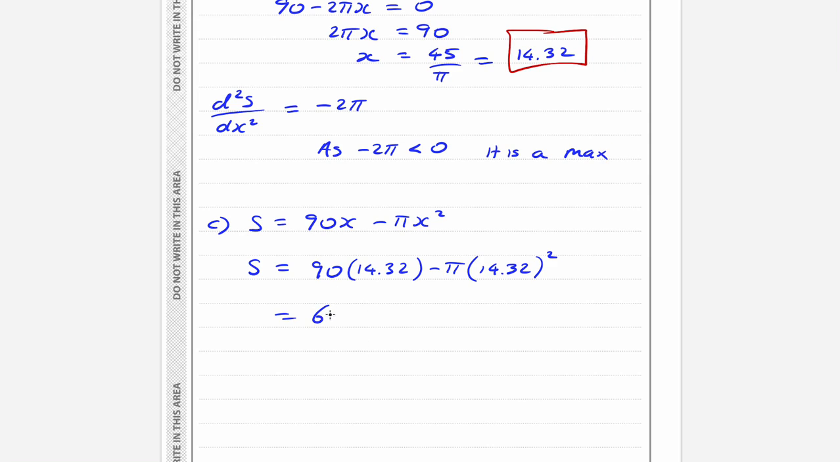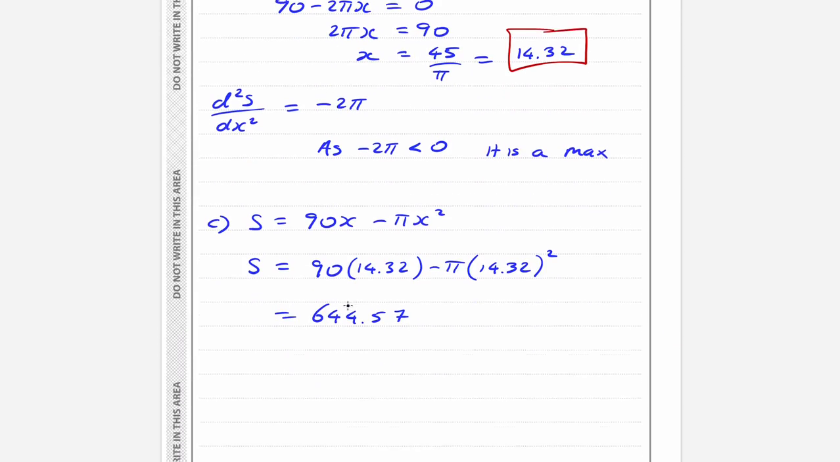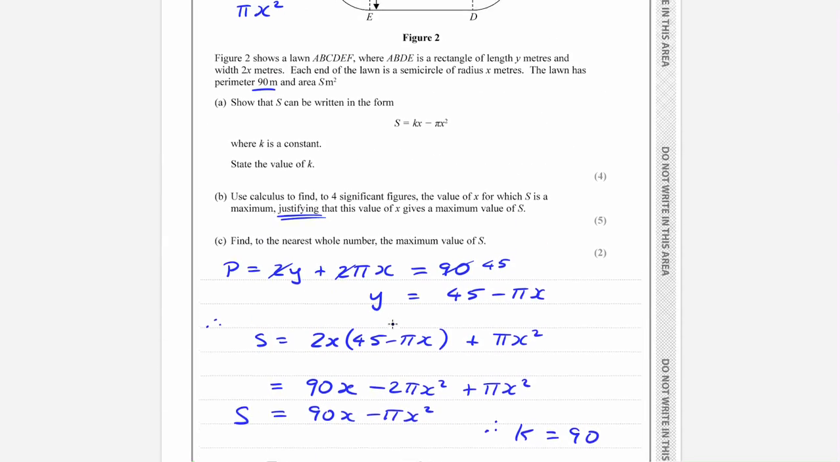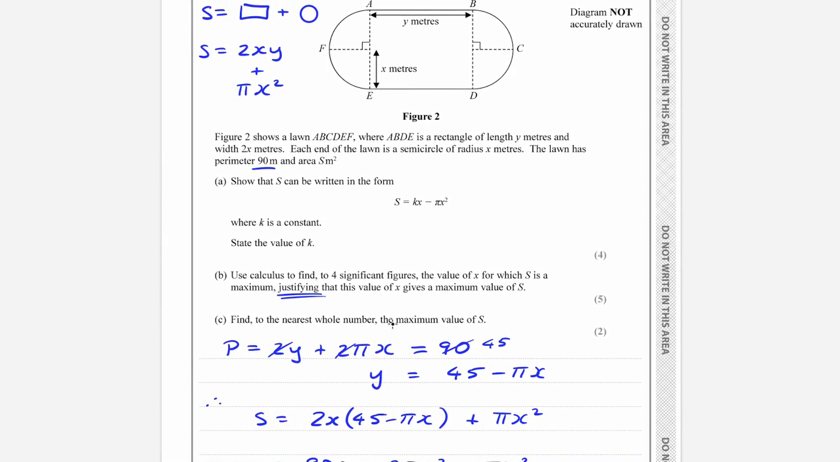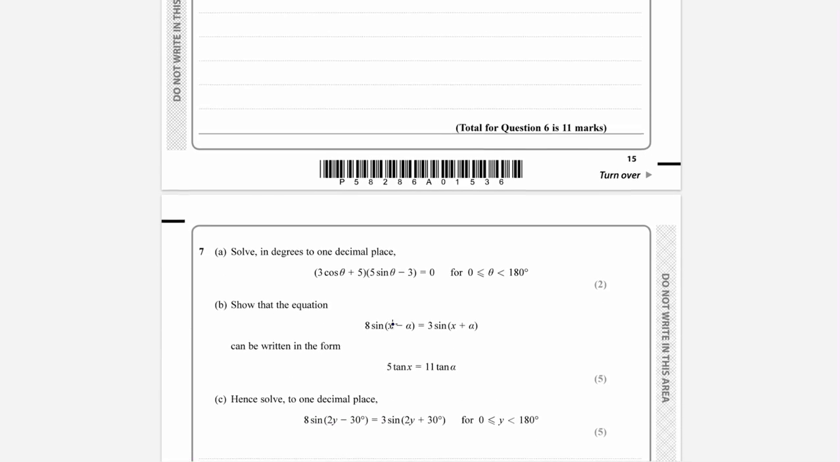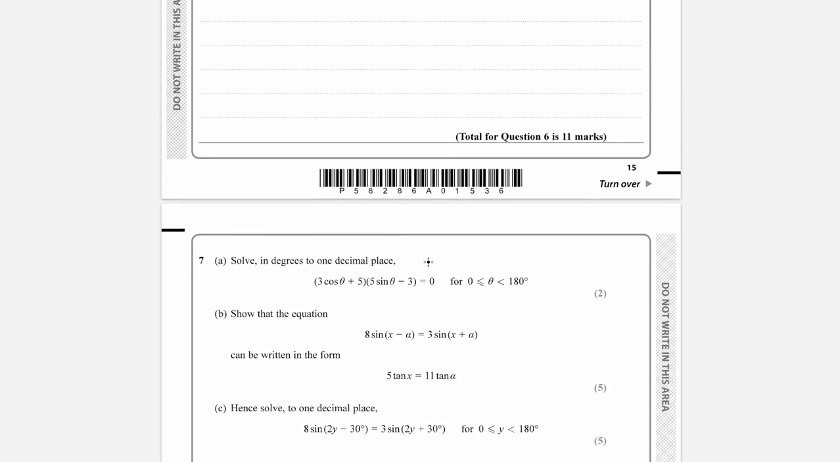644.57. He says to the nearest whole number, so 645. Okay, that is obviously, guys, a long question, but if you know the process, hopefully not too bad. That is question 6. They gave us a lot of space to do that. By the way, it's 11 marks for that question.